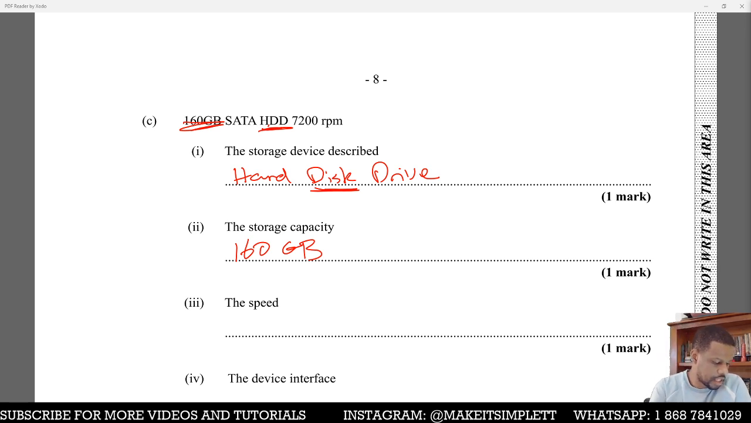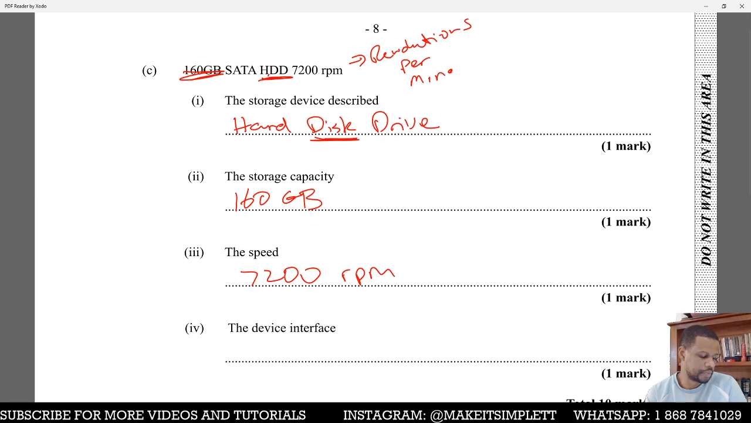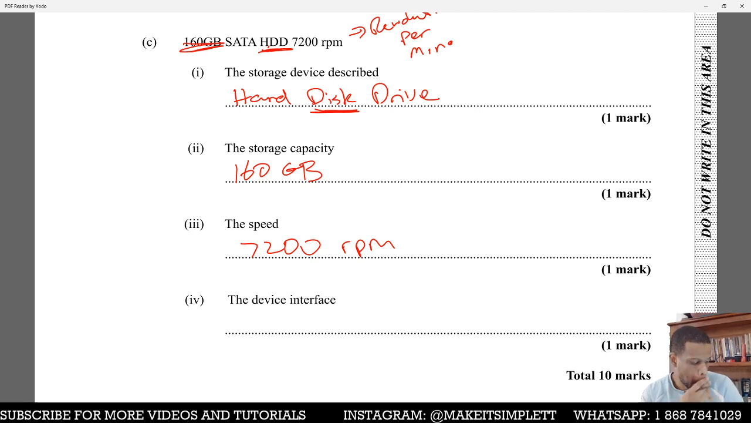Speed is 7200 RPM. RPM is revolutions per minute. That's basically how fast a hard drive would spin, right? The device interface is SATA. However, device interface is not on the new syllabus. Probably won't add something like that. You should still know it, or at least be able to pick that out.